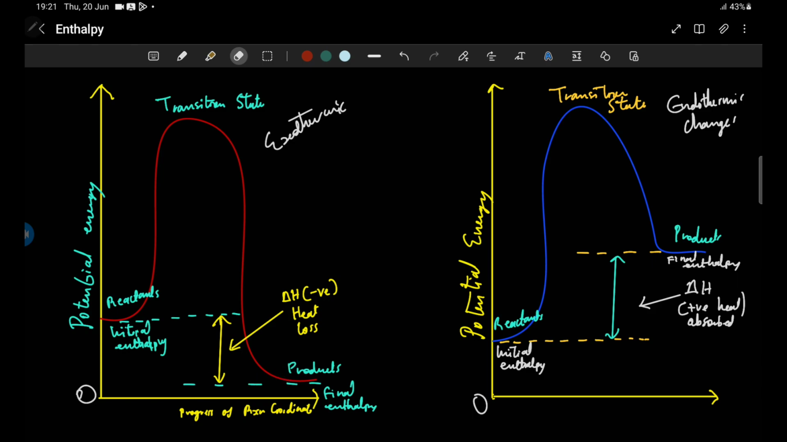So if you're asked to draw and explain a reaction profile, that's just what you have on the screen. On your left, you have the reaction profile for exothermic reactions, and then on your right, you have the reaction profile for endothermic changes.